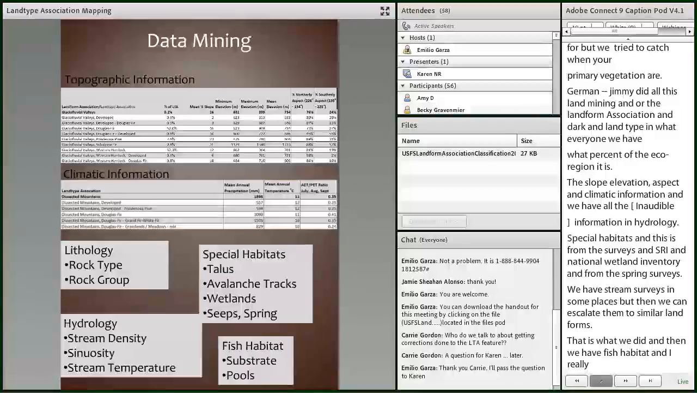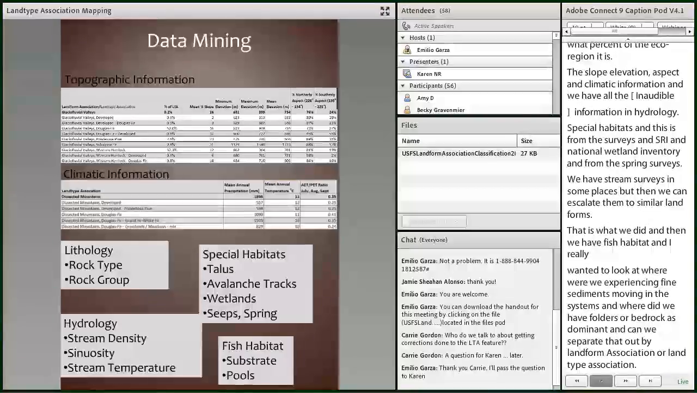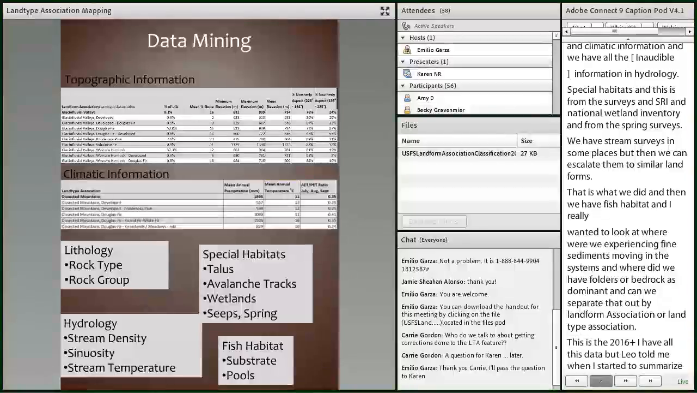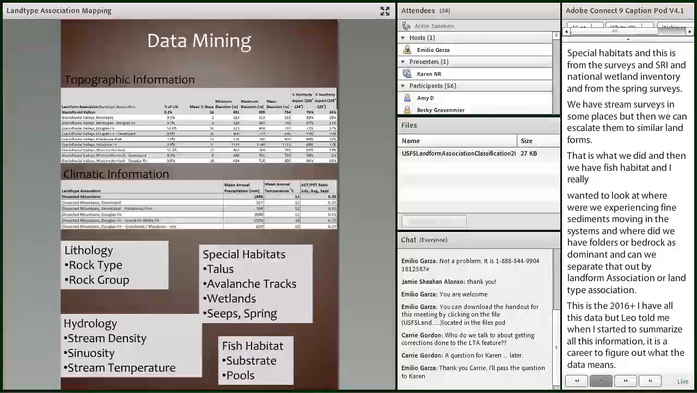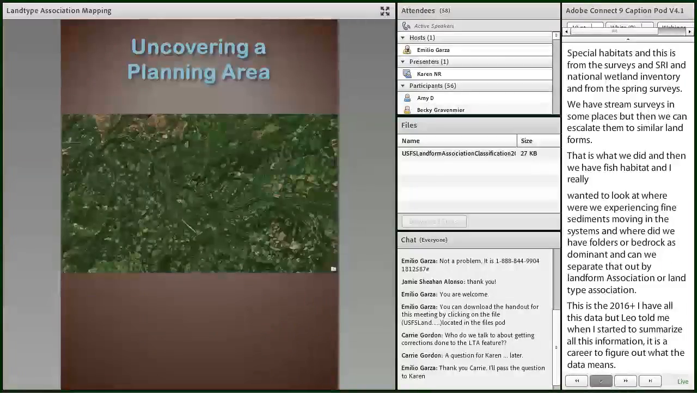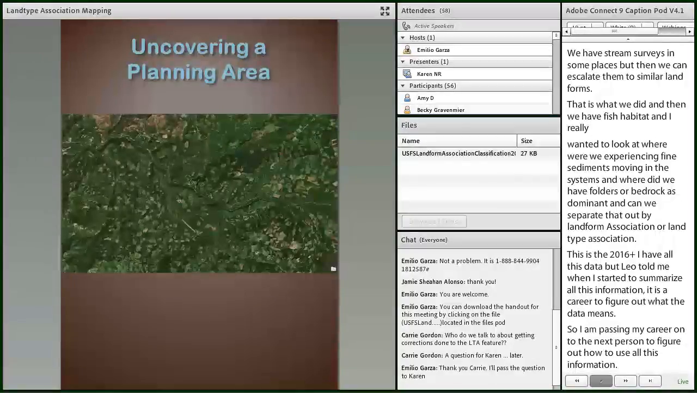So this is like the 2016 plus. So I have all this data, but as Leah told me when I started to summarize all this information, she says, Karen, it's a whole career to figure out what that data means. So I'm passing my career on to the next person to figure out how to use all this information. So I'm just going to go through some examples of how one would use this information.